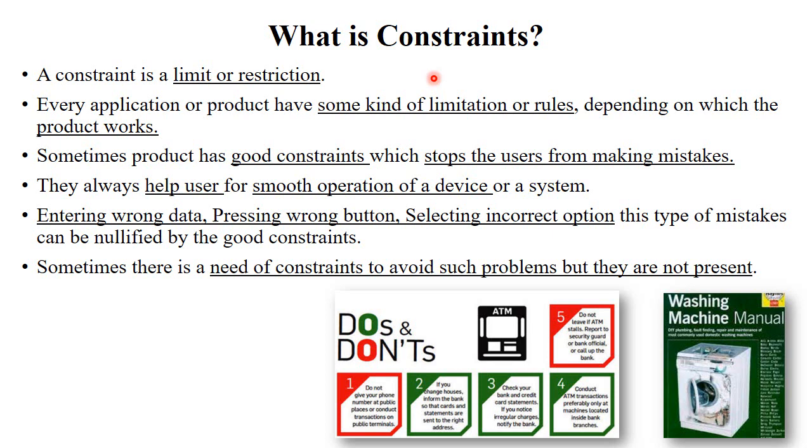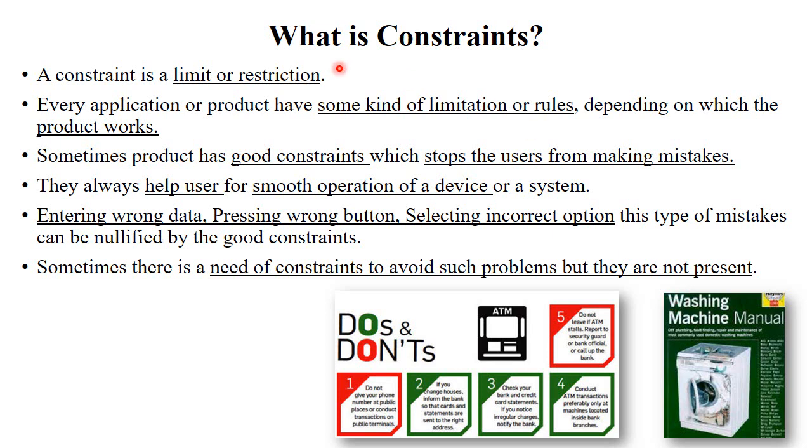Next. Now the next point is what exactly constraints are. Basically constraints mean limits or restrictions. Every application or every product has a particular kind of rules or limitations, right? When you purchase a particular appliance, like a refrigerator or a TV, there will be a manual, right? Like when you purchase a washing machine, a manual is given, and in that manual everything is mentioned: how to use it, do's and don'ts regarding the washing machine, right?